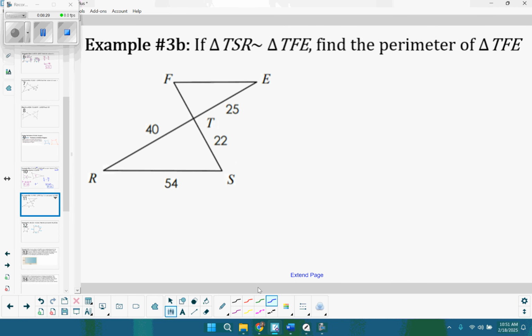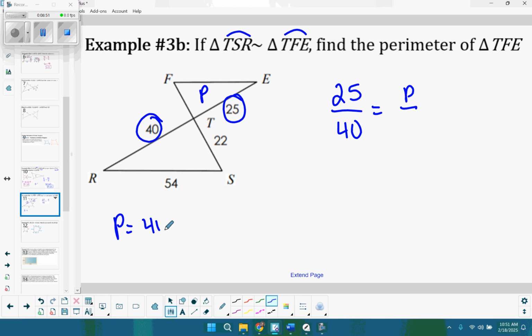For example, 3B, this is a little simpler because they're not giving us the scale factor, we just have the sides that we can use. So the TE here matched with TR here, so the 25 matched with the 40, which means the perimeter here will match with the perimeter here, and I can find this one by adding 40, 54, and 22. So that perimeter was 116.